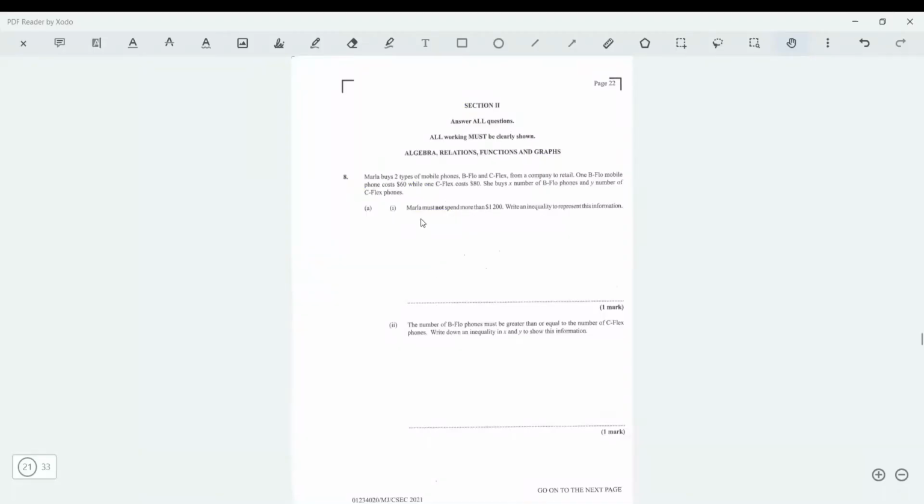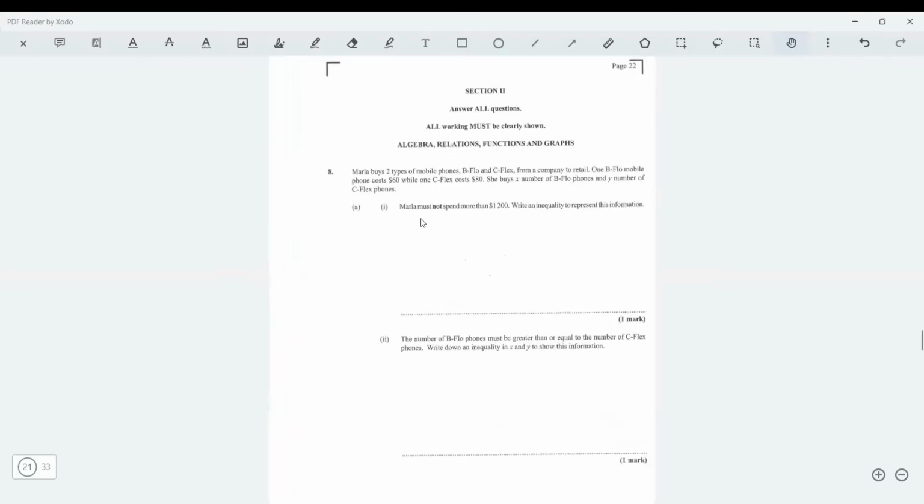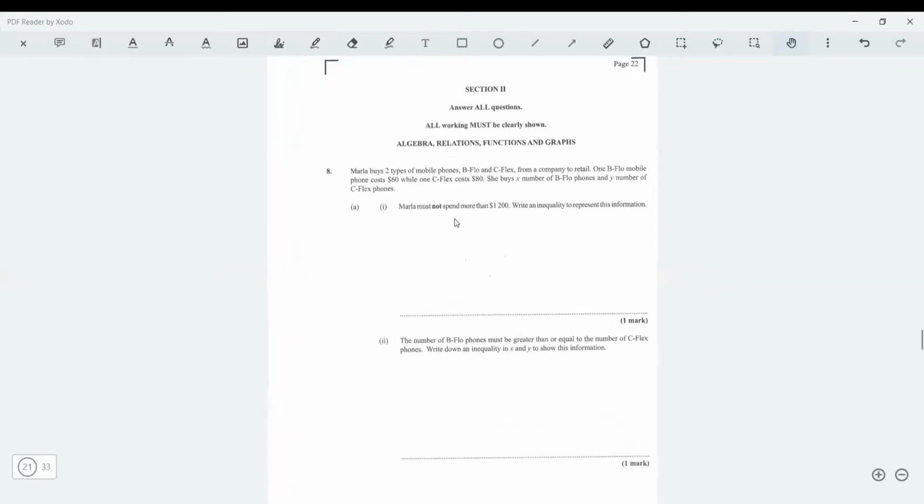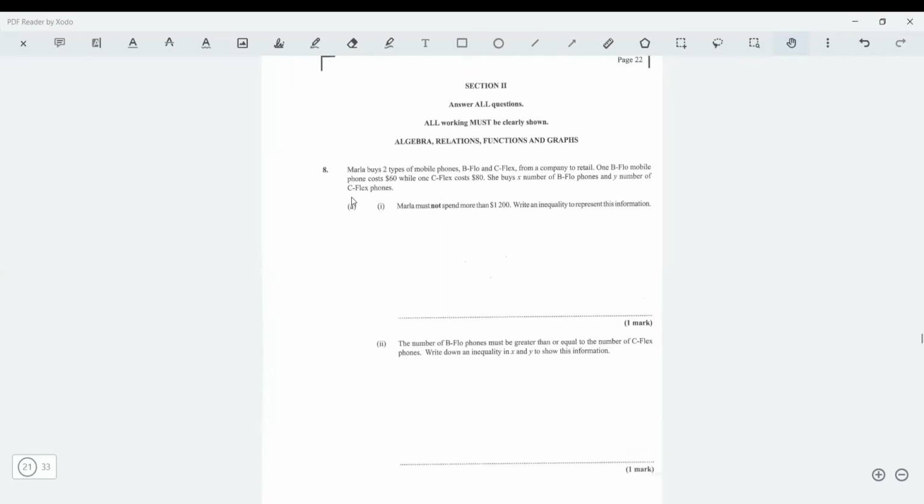We're on to section number 2, the nice part of the paper. Now this part right here, it says Marla buys 2 types of mobile phones. She buys B-Flow and C-Flex from a company to retail. It says one B mobile phone costs $60 while one C-Flex phone costs $80. She buys X number of B mobile phones and she also buys Y numbers of C-Flex phones.